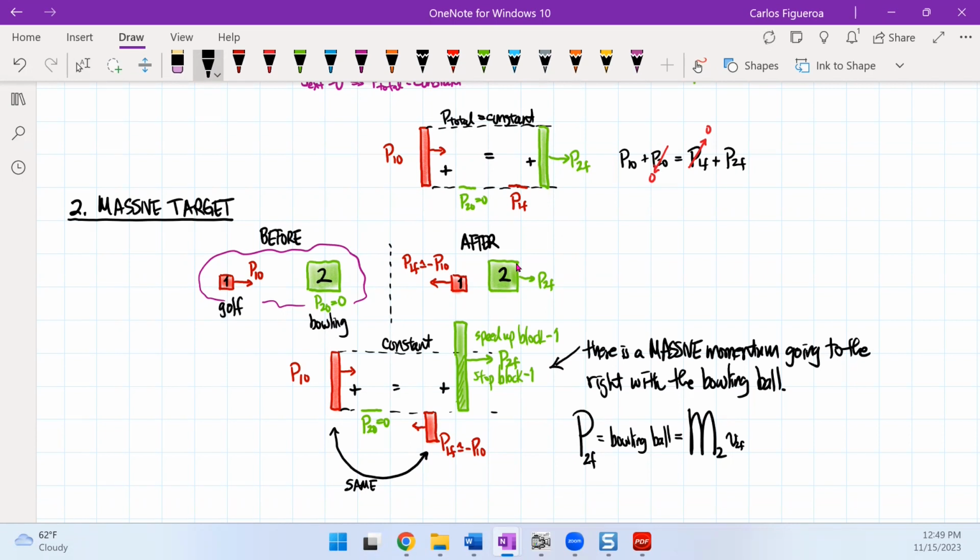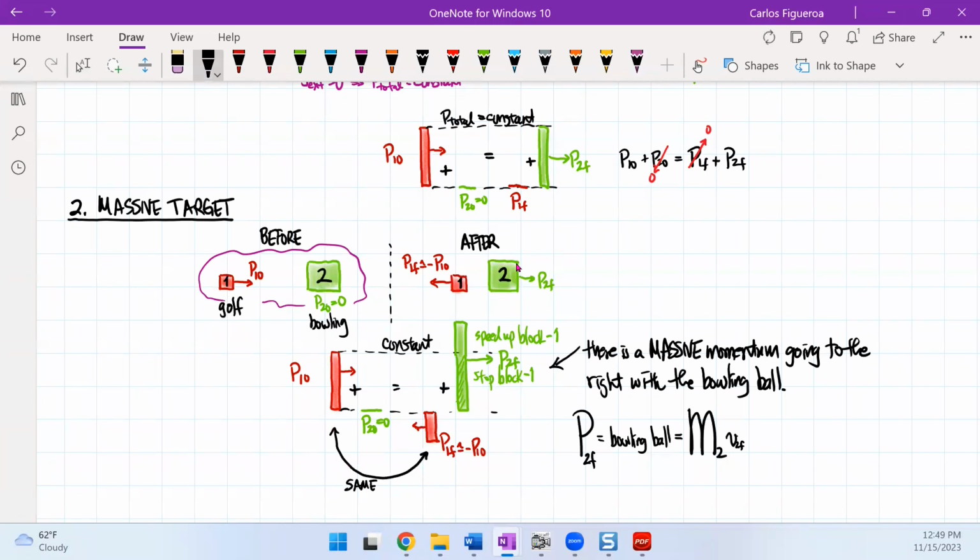And so what does the bowling ball do to the golf ball? Well, the first thing it has to do is stop the initial speed of the golf ball. And then it has to speed up the golf ball to go to the left now. So what you're seeing here is that the momentum transfer to the golf ball is much larger than the actual initial momentum. The reason it has to be that way is that the golf ball going in the negative direction actually reduces the overall momentum of the system.